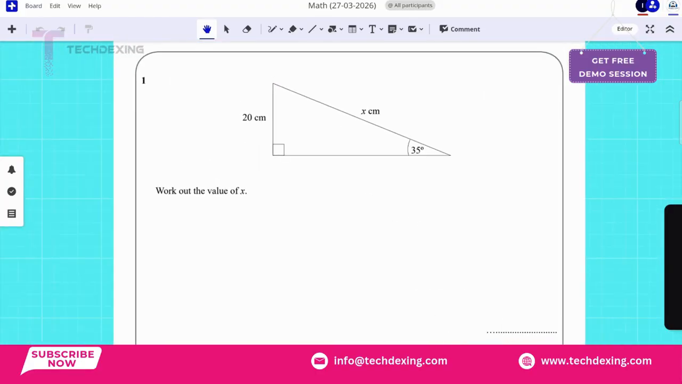So our first target is to identify the sides. This is the hypotenuse, we're gonna represent it by H. This is the opposite, very good. And the angle is given. So we're gonna look at the short form of the angles over here. So you will identify this.